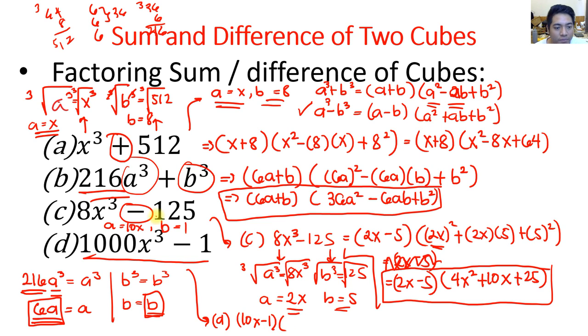multiplied by a squared. What is your a squared? If you square this, that would be 100x squared plus a times b, I'm sorry, 10x times 1 would be 10x, and then the b squared will still be 1. So this will be your answer for the factored form for letter D. I don't have much space, so I just do the shortcut using the formula.